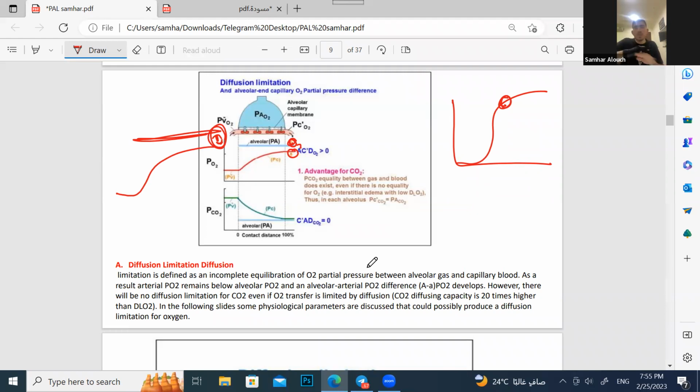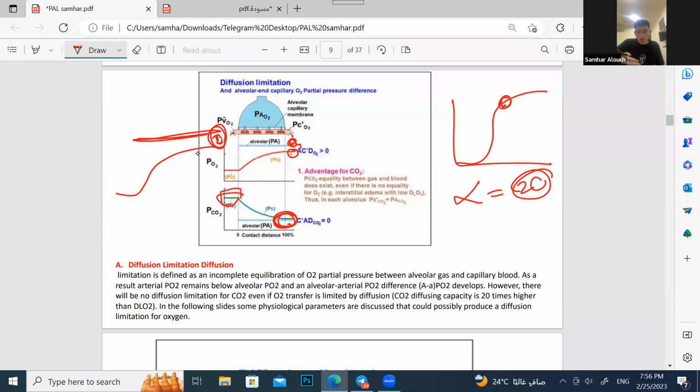Okay, we see this in oxygen, but we don't see it in carbon dioxide because, as I said, the solubility of carbon dioxide is 20. So here in its graph, you can see that it reaches the end no matter what. There is obstruction, there is no obstruction, there is diffusion limitation, there is no diffusion limitation, it will reach the end because its solubility is so much higher.